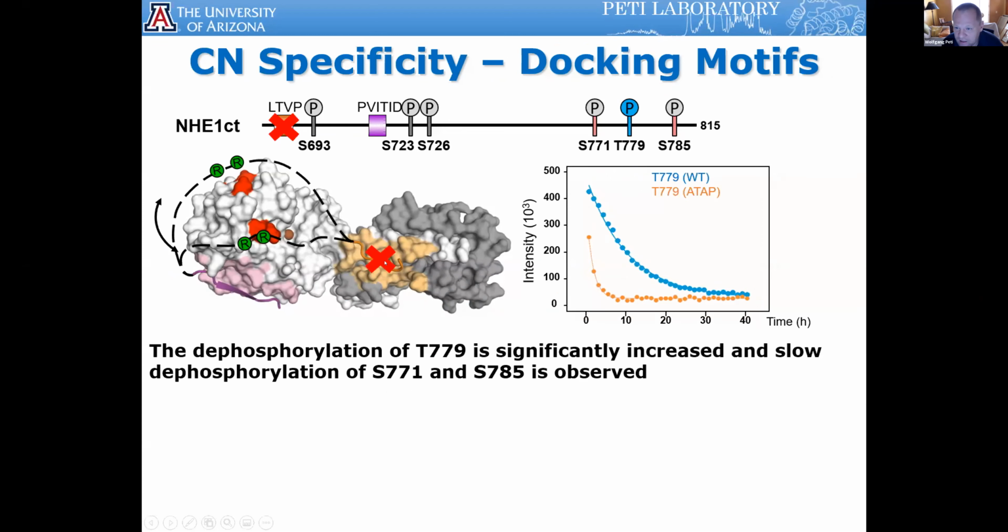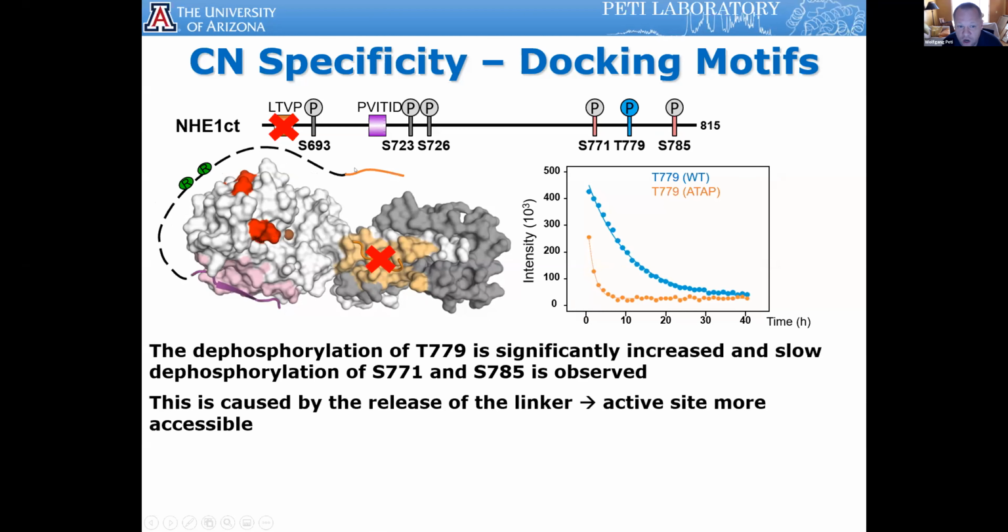Well, there was the LXVP site that we tested. We deleted that site here, and dephosphorylation became very quick. And that makes some sense because when I don't have binding now to the LXVP site, that linker region, that windshield wiper, the electrostatic interaction is not available to block the active site anymore. That allows for a very rapid dephosphorylation to happen, exactly what we thought would happen here.